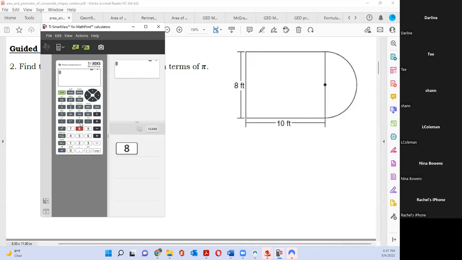8 times 10, 80, right? Pi r squared. So pi times 4 squared. Boom. But we forgot to what? Divide by 2. Boom. There's your 8 pi. There's your 80. So we know our answer.